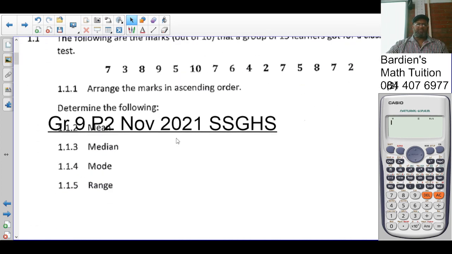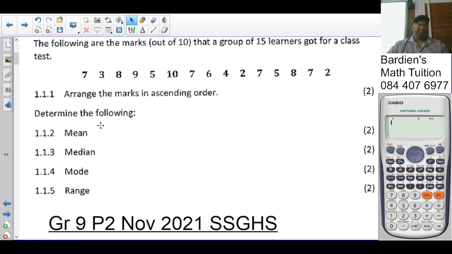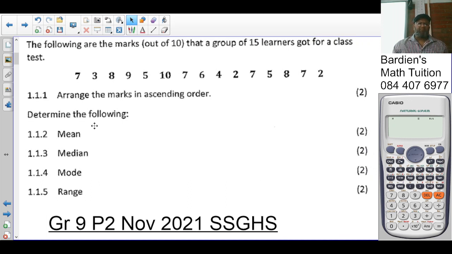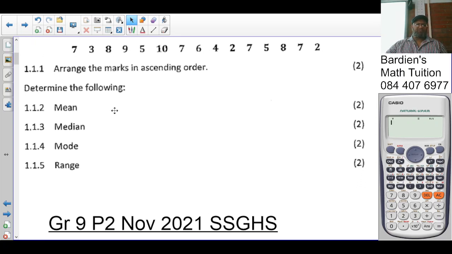Okay, so the first question says in question 1, the following are marks out of 10 that a group of 15 learners got for a class test. The first question says, arrange the marks in ascending order. So what does ascending order mean? Can somebody give me that arrangement, please?